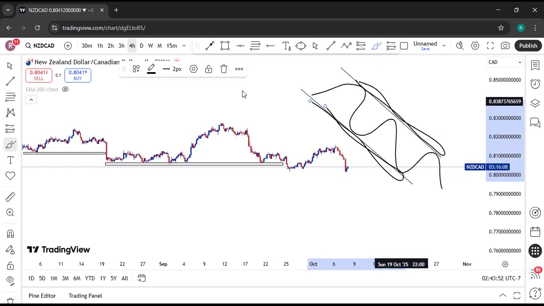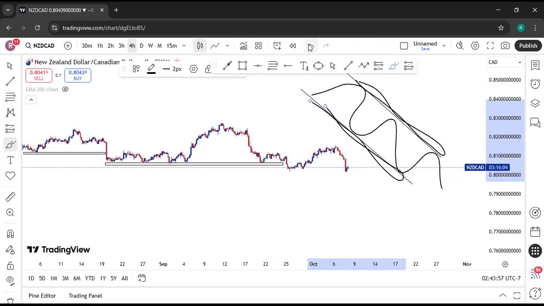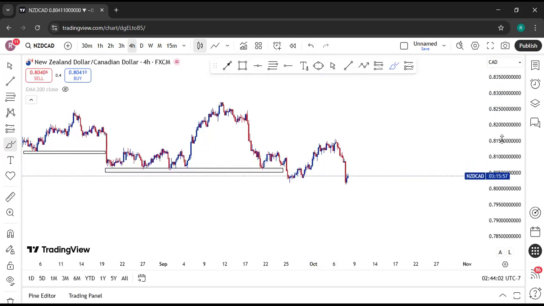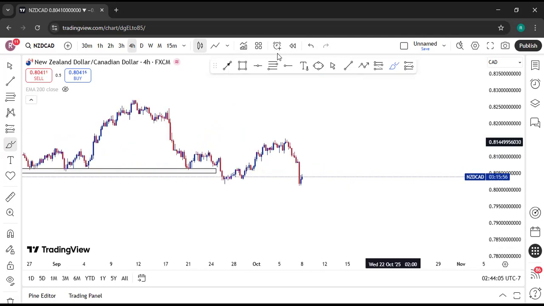Okay, so moving on. I was able to use the channel to get an entry point. At the time I saw the setup, look at it. Let's go back to where it was initially. So this is it. Look, I was able to use this channel right here.